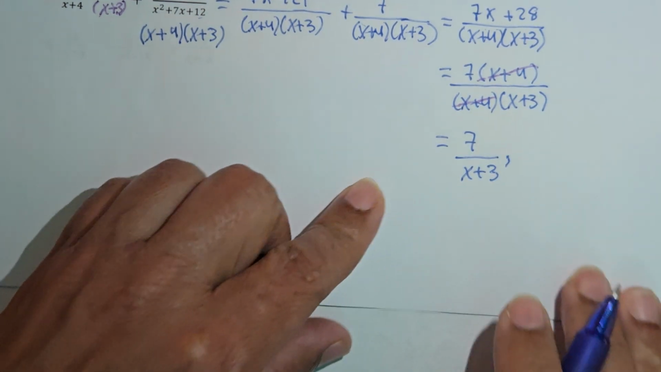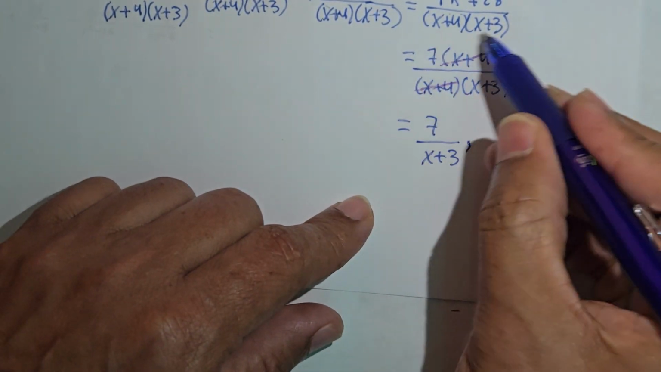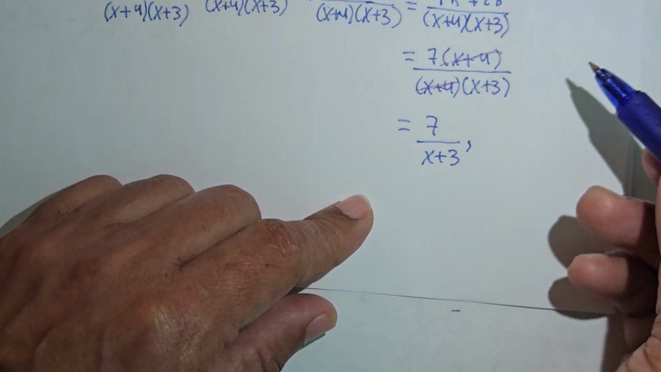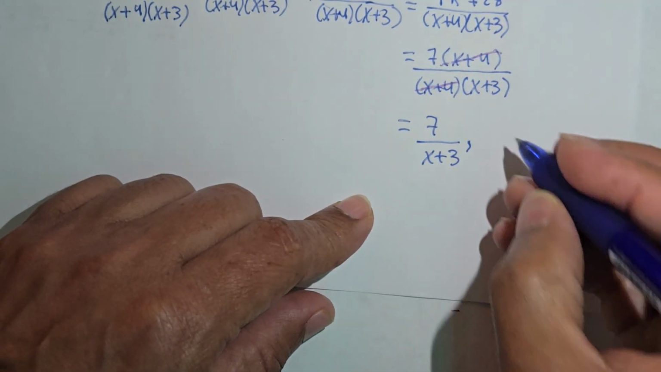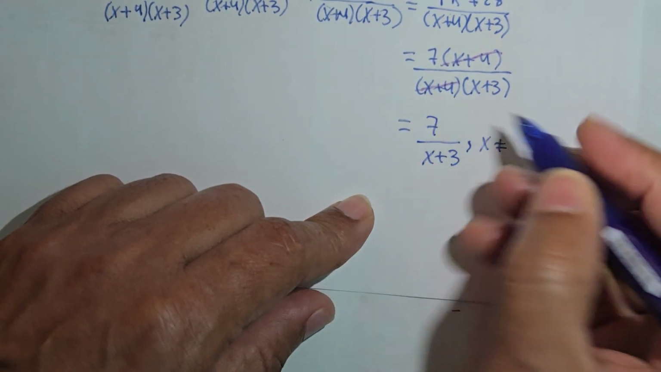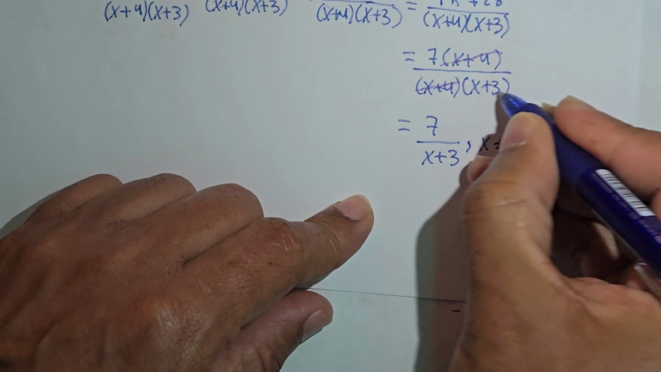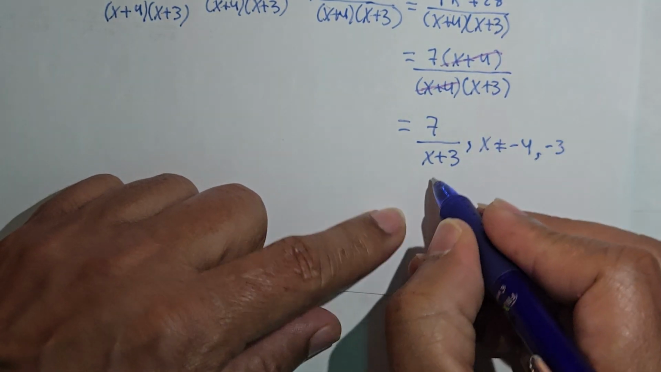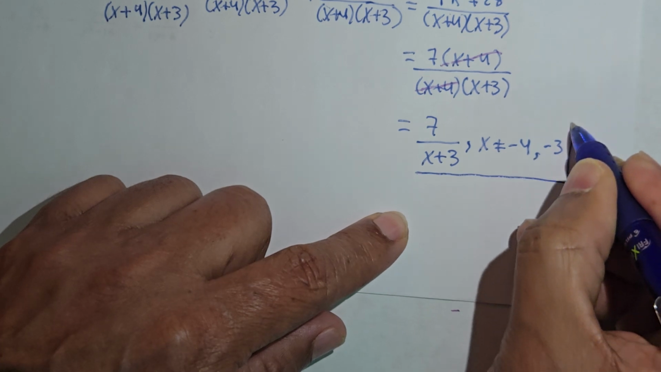But again, don't forget, the last thing we need to do is restrict the domain, the values of x, because we cannot allow the denominator to become 0, because division by 0 is undefined, right? So then x cannot be equal to plus 4, minus 4, and plus 3, minus 3. So these are the restrictions for this rational expression.